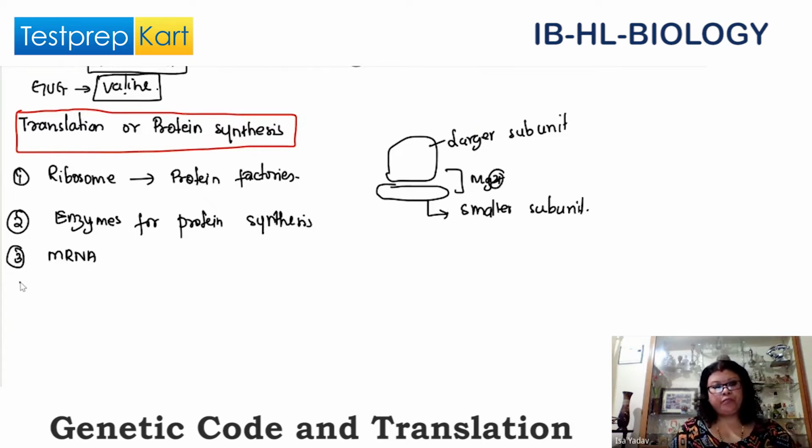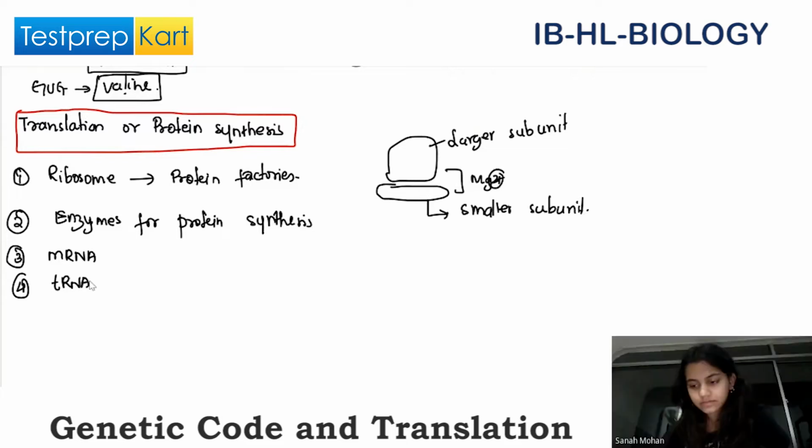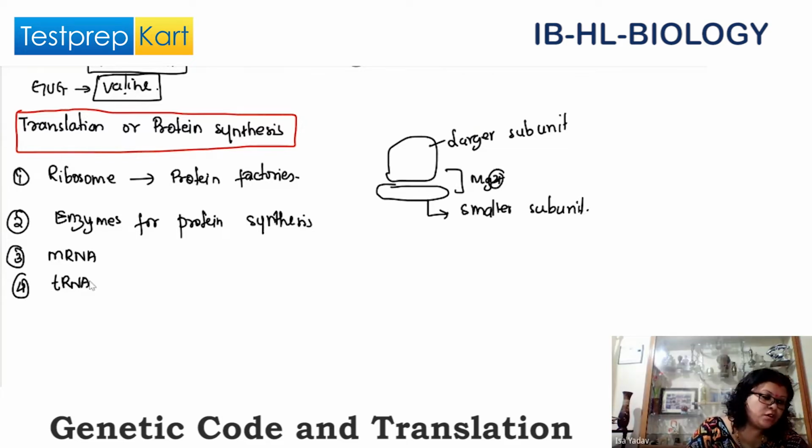mRNA, tRNA. Okay, mRNA and tRNA. All right, these are the requirements. Then we will also need, I told you, enzymes here.